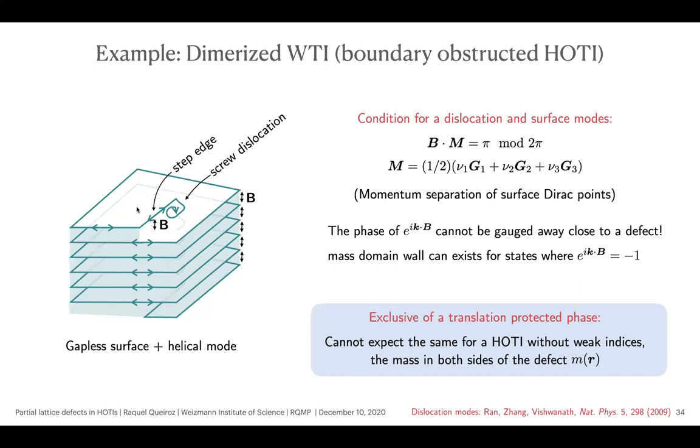And to justify any kind of domain wall that would bind this state here, we need to have a phase that we gain under translation. And therefore, if we have a phase that is protected by a point group symmetry, like a higher order TI, then we cannot have these dislocation modes on higher order TIs. So that makes the data in bismuth, the STM data, actually quite weird and hard to justify if it's just a higher order TI.